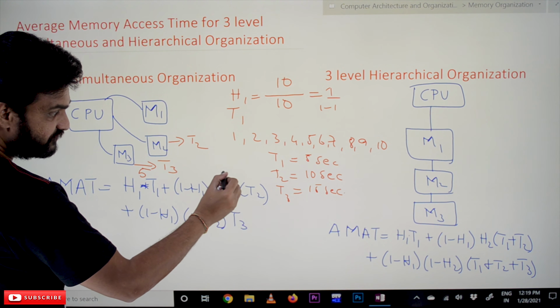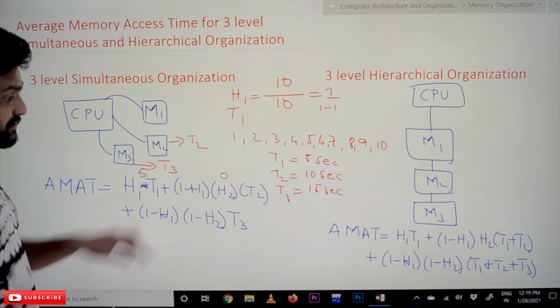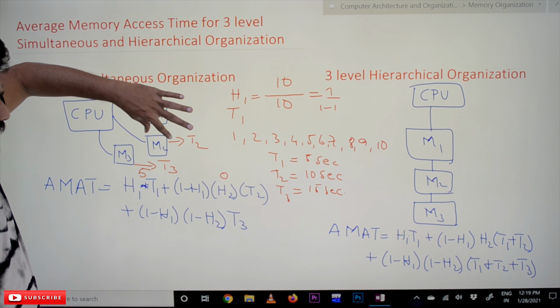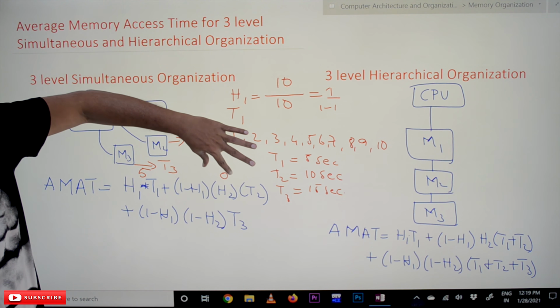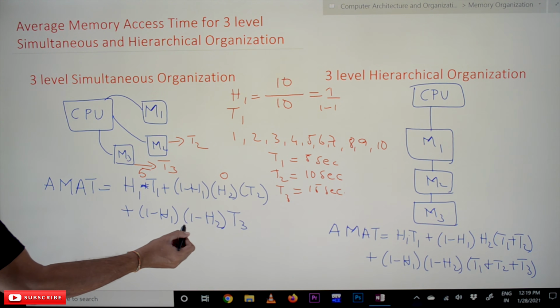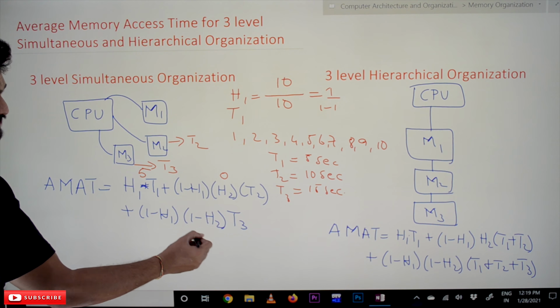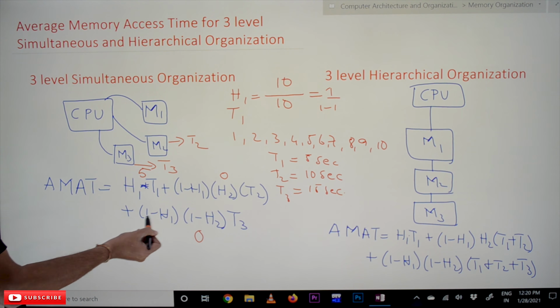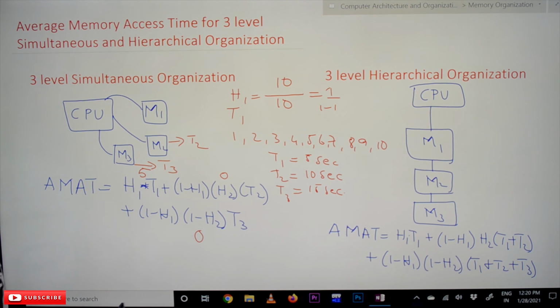So all this value will become 0, because for this T2, this memory 2, all those are misses, so it is not provided in T2. Similarly, if we check here, it is also 0, because 1 minus H1 is 0. So it is going to produce a 0, and the average memory access time is 5.